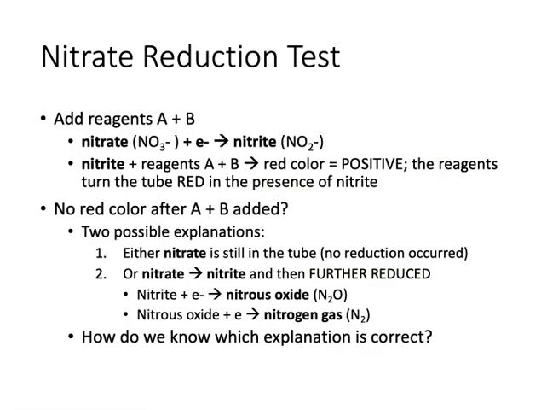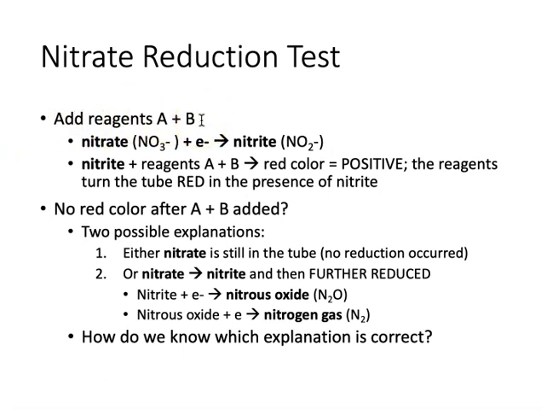Now, the nitrate reduction test is very complex, and it's hard to wrap your head around all of the steps and what each step means. So let's summarize it once again. We're going to take a tube of nitrate reduction broth and we're going to inoculate it with bacteria, then put it into the incubator for 48 hours. When we take the tube out of the incubator, we're going to immediately add reagents A and B.